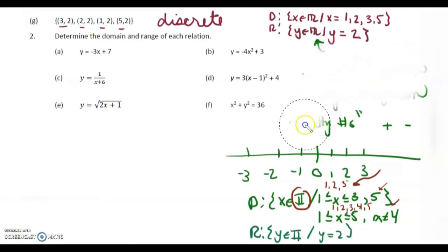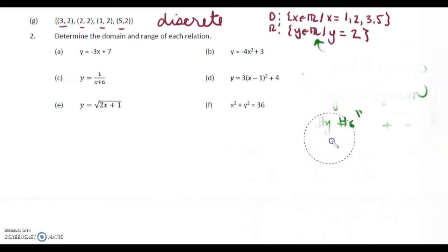Okay, we're going to do number 2. I'm going to give myself a little bit more room. Okay, so number 2 is a little bit different because it doesn't give us something concrete to look at. It just gives us equations. So you have to kind of know what these graphs look like. Okay, so 2a, and I'm just going to put it down here.